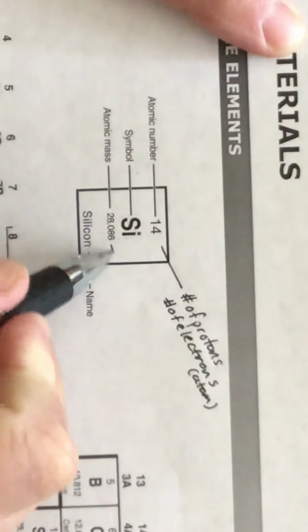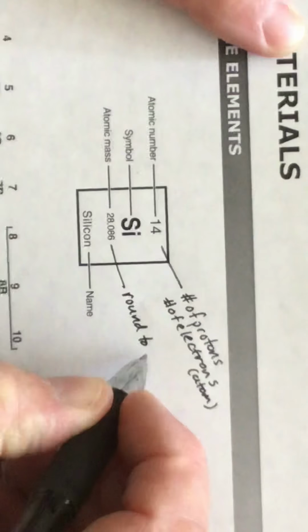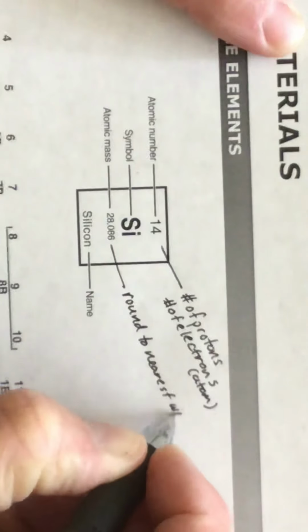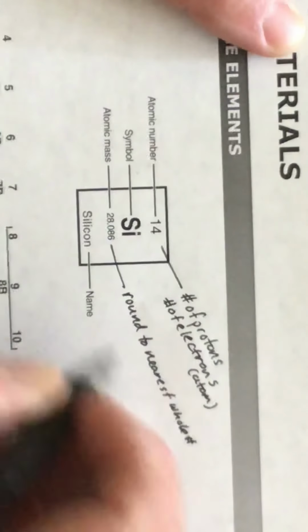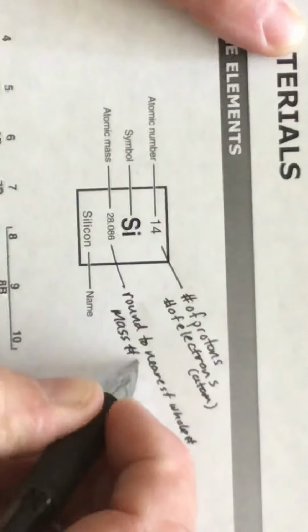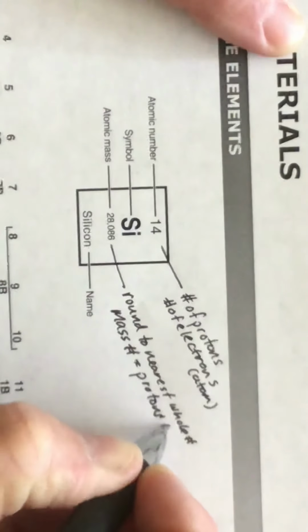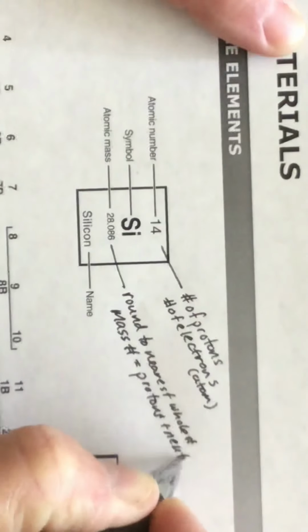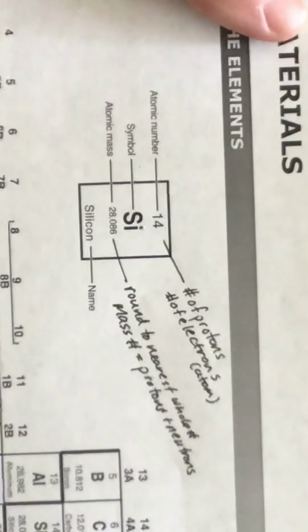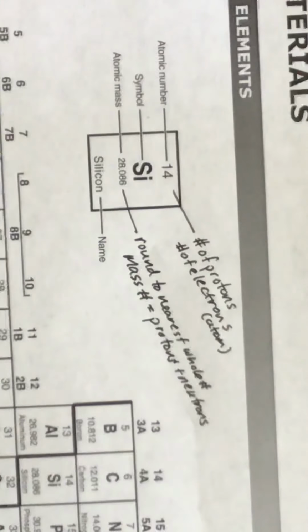Where it says atomic mass, you should say round to nearest whole number. And that will be your mass number, which is protons plus neutrons. So remember, we can subtract the atomic number from the mass number to find out how many neutrons we have.